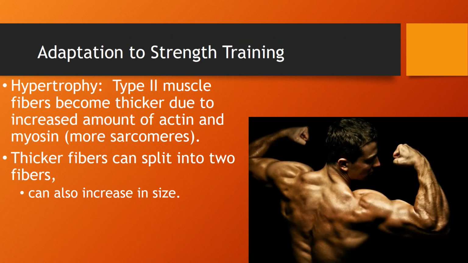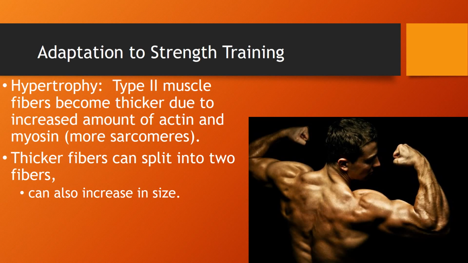Now, some of the benefits of strength training include hypertrophy, where we have an increase in size of the muscle. This typically happens within those fast twitch muscles, both intermediate and fast glycolytic. And so these will become thicker and will actually increase the number of actin and myosin, so we're making the sarcomeres larger.